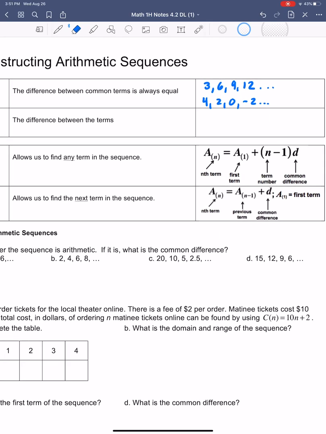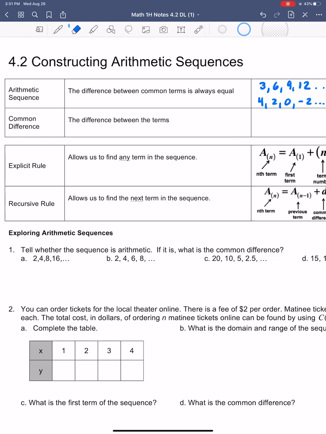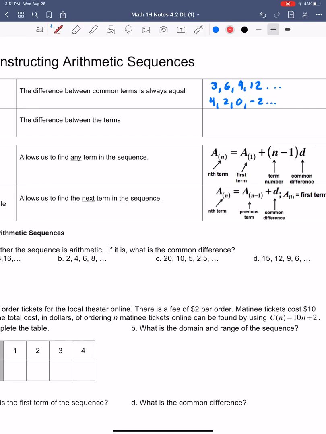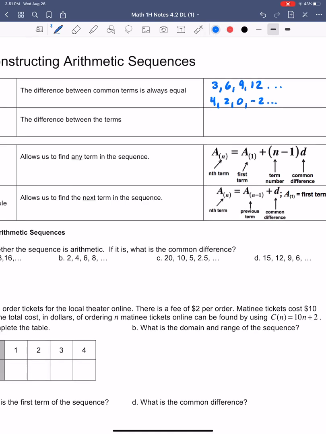Okay, and then it says common difference, and this is the difference between terms, and we use the variable d to represent the common difference. So we would put d equals and then whatever we're adding or subtracting over and over and over again. That would be the d value, the common difference.